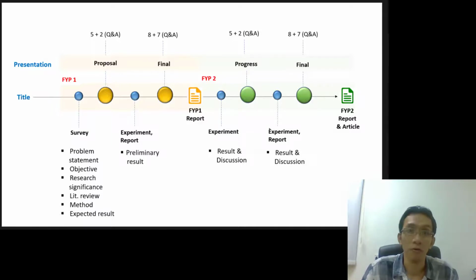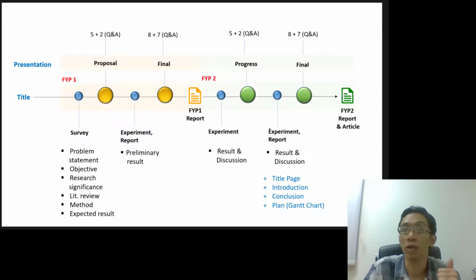As for the content of your slide, apart from what you see now, you need to add at least 4 additional things, which is the title page, the introduction page, the conclusion page, and also your plan, which is the Gantt chart. After all, every project is different. Some do simulation, some do survey, some do experimentation, some do design. So it will be different depending which project you are, but I can give you a general idea.